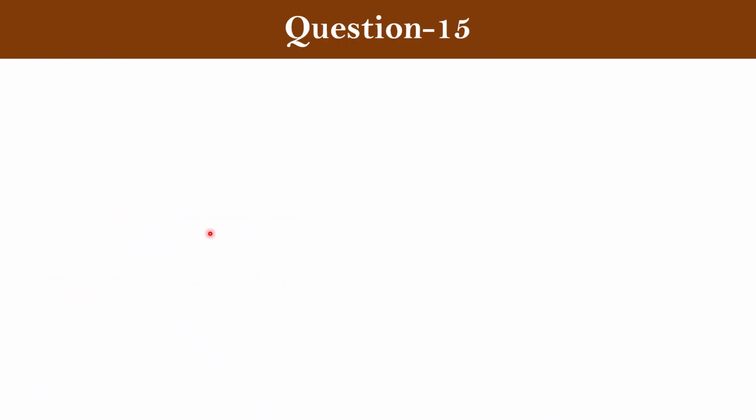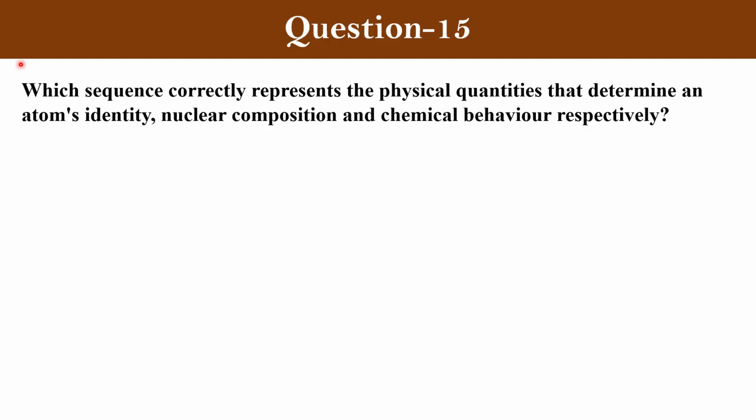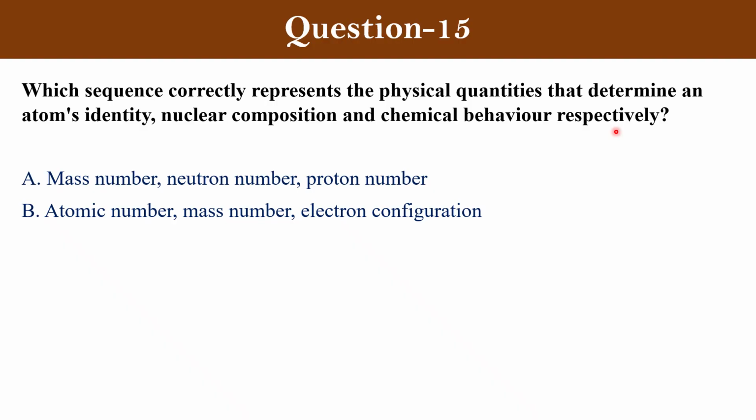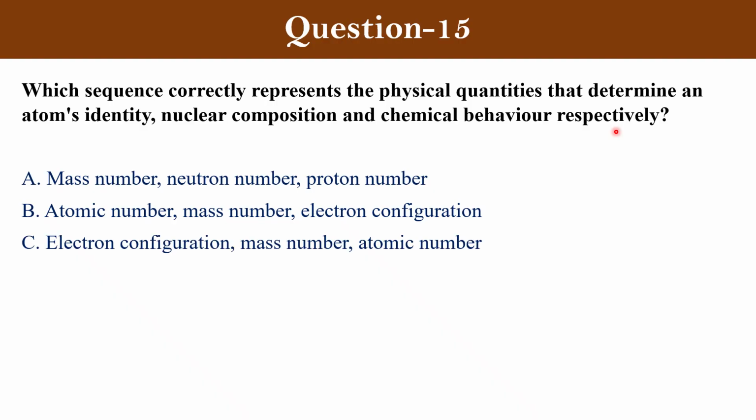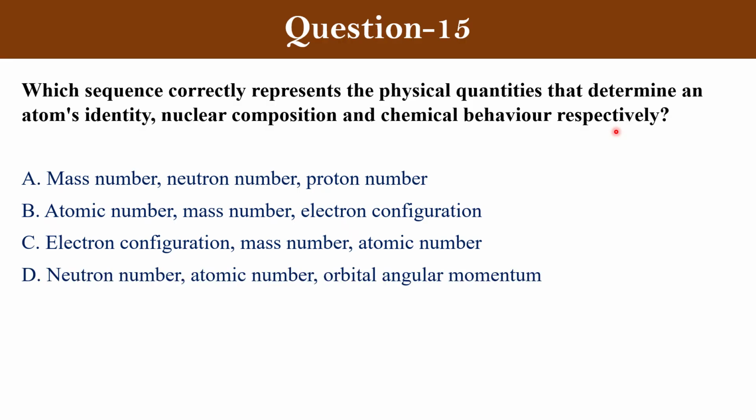Now move towards question number 15. Which sequence correctly represents the physical quantities that determine an atom's identity, nuclear composition, and chemical behavior respectively? Option A, mass number, neutron number, proton number. B, atomic number, mass number, electron configuration. C, electron configuration, mass number, atomic number. D, neutron number, atomic number, orbital angular momentum.